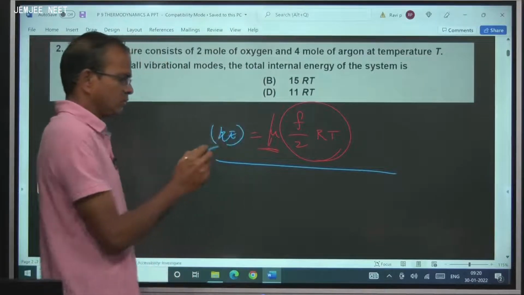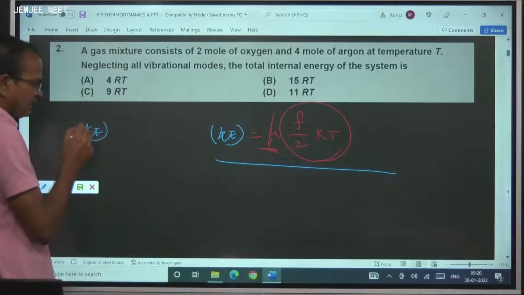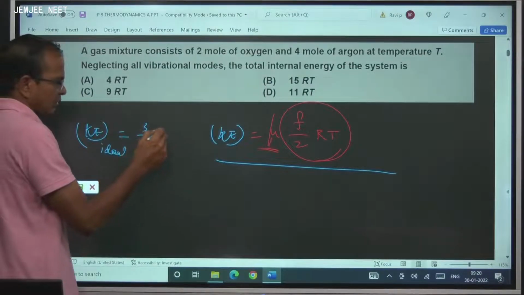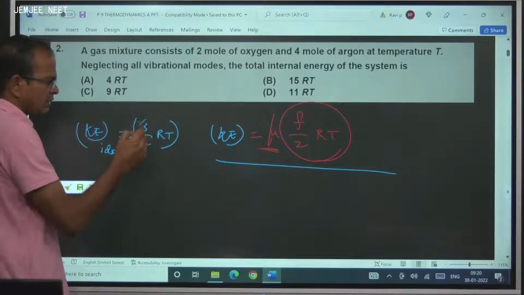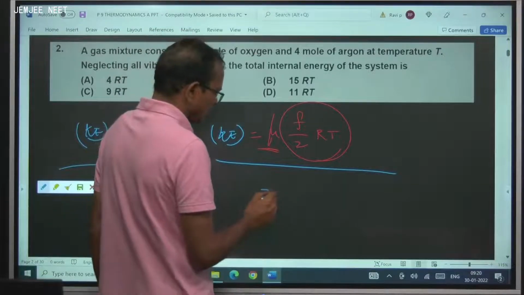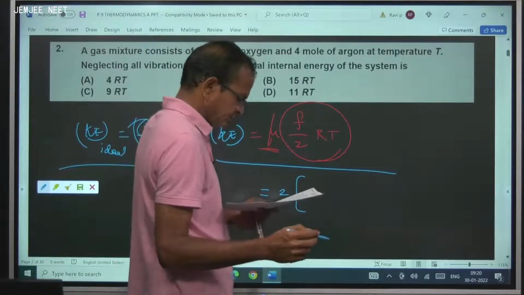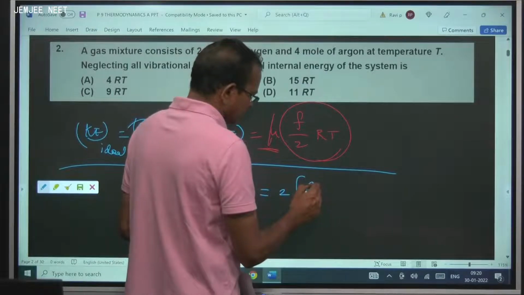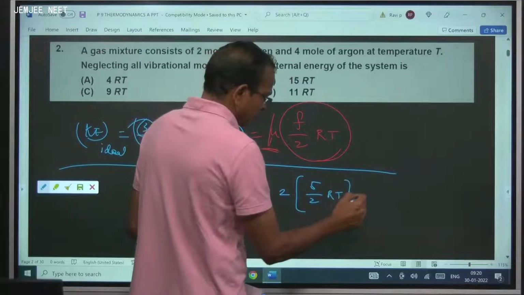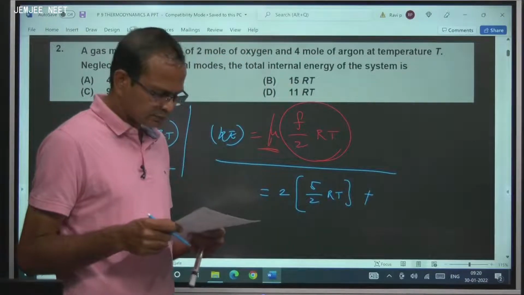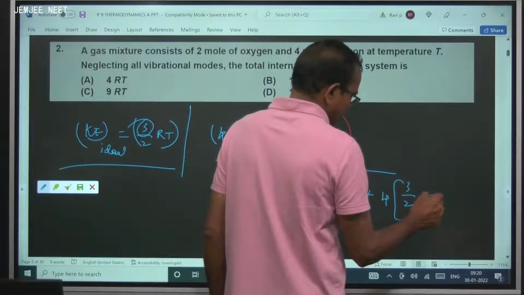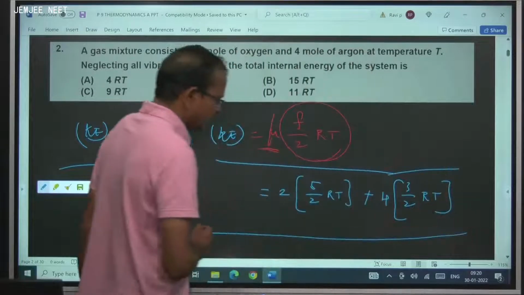Do you know where this comes from? Kinetic energy of ideal gas is 3/2 RT per mole. This 3 is the degree of freedom. 3 is the general case. I hope you understood. So now it is 2 times, 2 moles of oxygen, so 5/2, plus what else is there, 4 moles of argon. Argon is an inert gas.